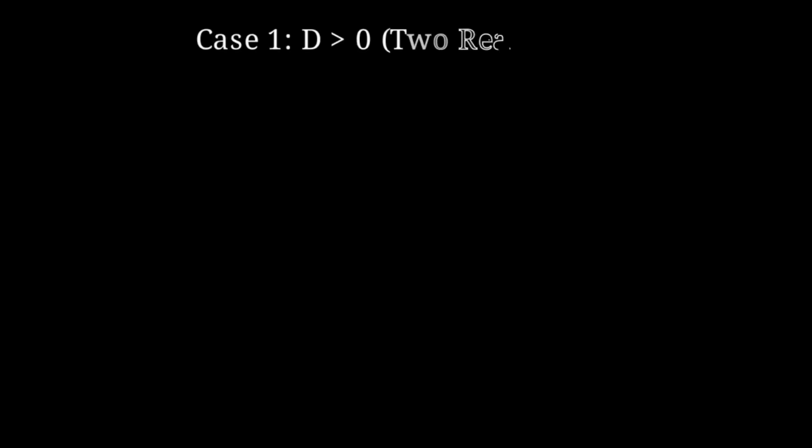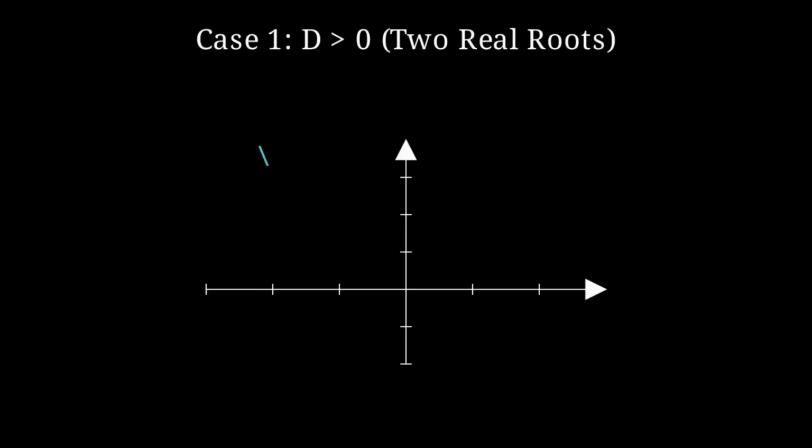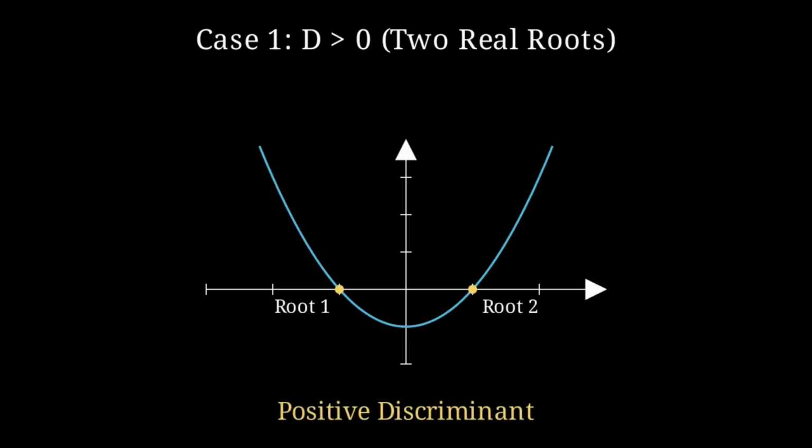In our first case, if the discriminant is greater than 0, the square root in our formula yields a positive value. This results in two distinct real roots, meaning the parabola must cross the x-axis at two different locations.